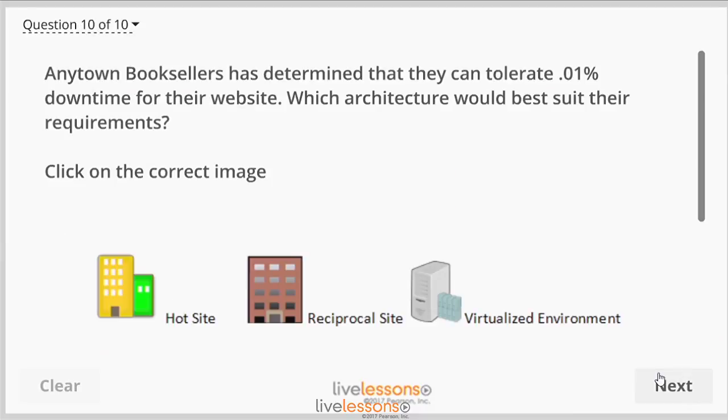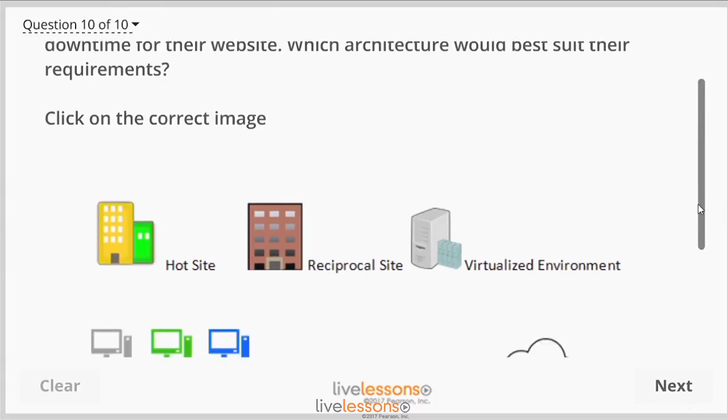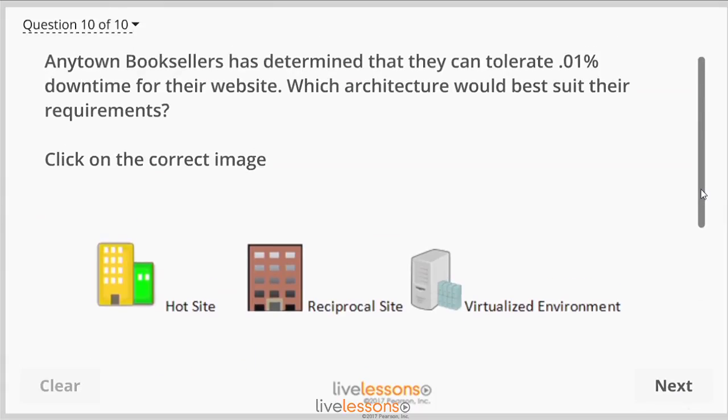And number 10 is going to be a hotspot question. Now, a hotspot question, as I discussed earlier, is one where you're going to be given a diagram or pictures, and you're going to have to point to the correct answer. Now, again, here we've got a scroll bar, so that tells us we're going to have to scroll down to see all our choices. Really important, because if you didn't scroll down, you might only see the 3. So Anytime Booksellers has determined that they can tolerate 0.01% downtime for their website. So they're telling us that they really have to be up almost all of the time, matter of fact, 99.99%. And they're asking you which architecture would best suit their requirement.